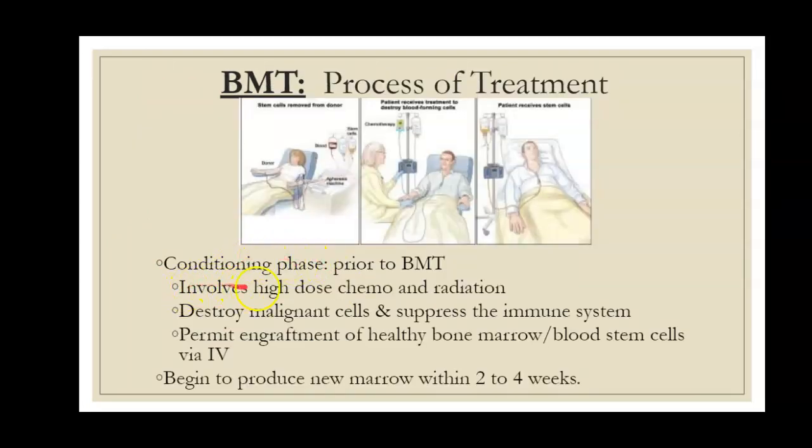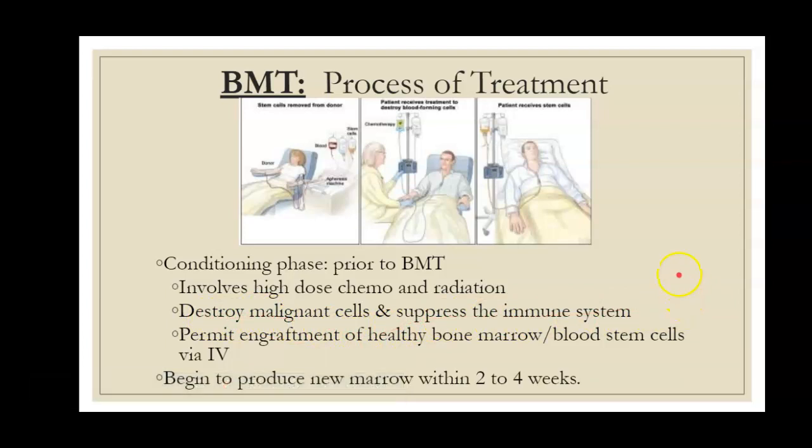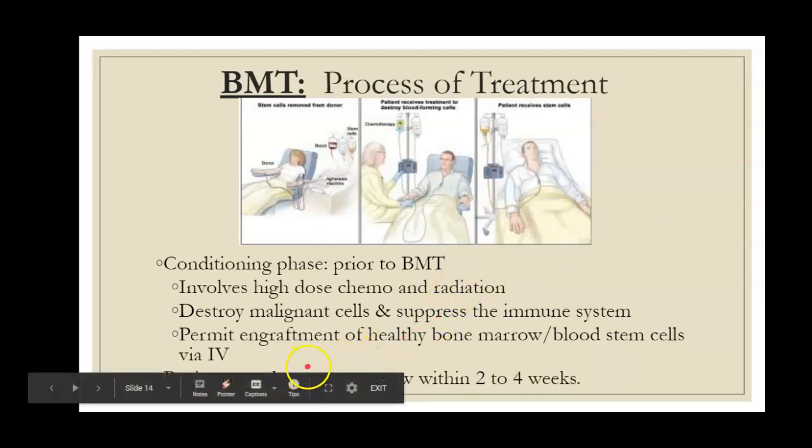The process is a conditioning phase first, prior to the BMT. That involves high dose chemo and radiation, which destroys malignant cells and suppresses the immune system. The immune system has to be suppressed in order to accept this bone marrow transplant. It permits the engraftment of healthy bone marrow and blood stem cells via IV.